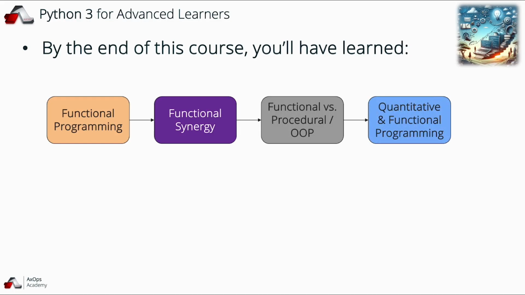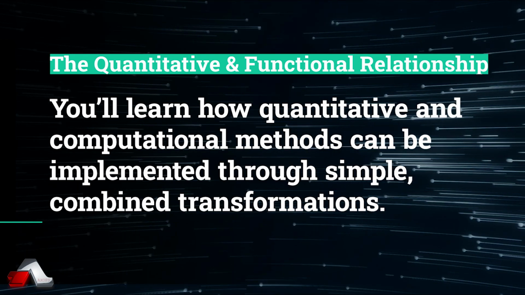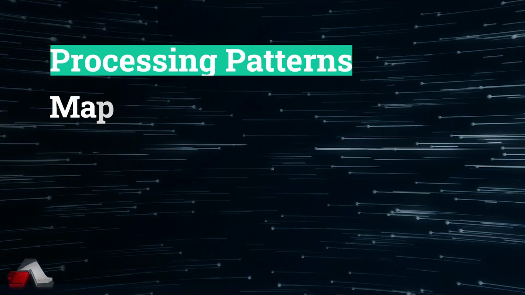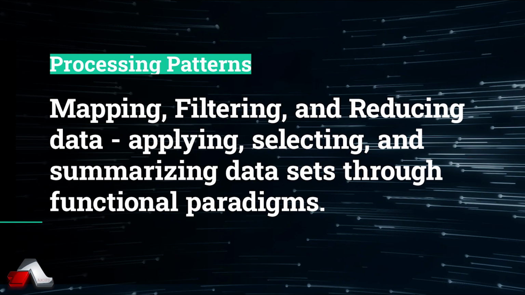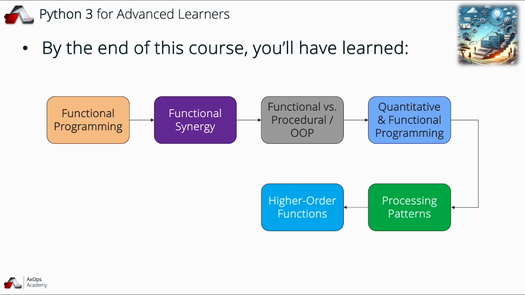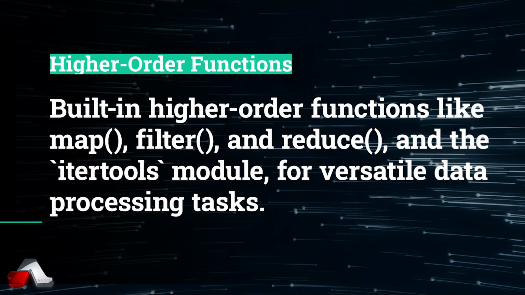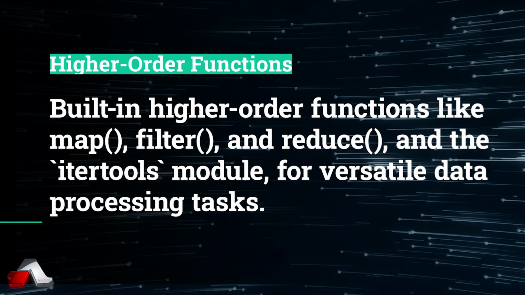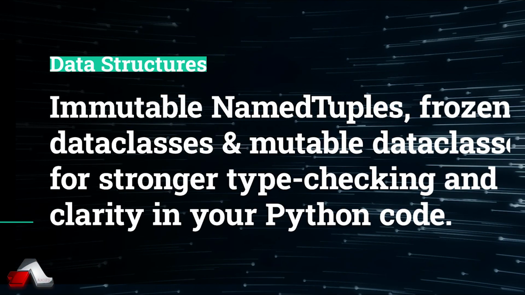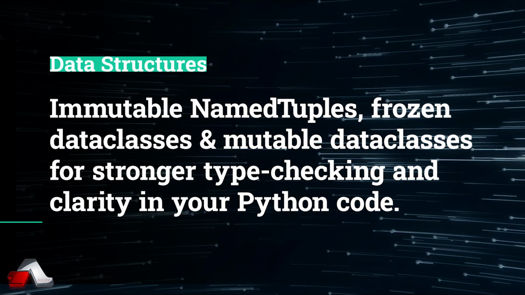You'll also have learned how quantitative and computational methods translate into Python programming, forming complex results through simple combined transformations. You'll delve into the core patterns of mapping, filtering, and reducing data, applying, selecting, and summarizing datasets through functional paradigms. You'll have gotten comfortable with Python's functional toolbox, built-in higher-order functions like map, filter, and reduce, along with the itertools module for versatile data processing tasks. You'll also learn how to use immutable named tuples, frozen data classes, and mutable data classes for stronger type checking and clarity in your Python code.